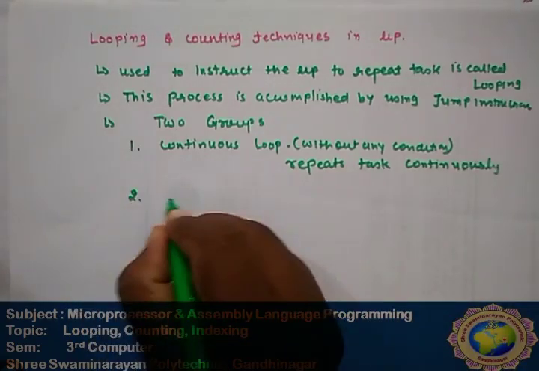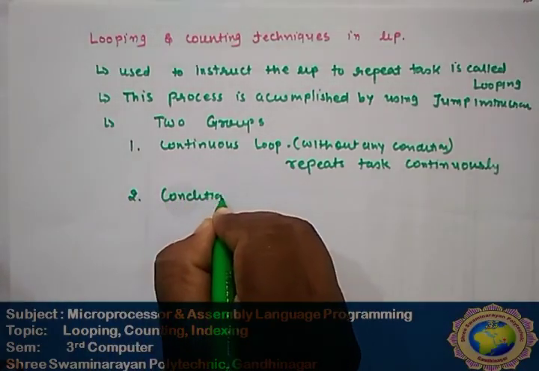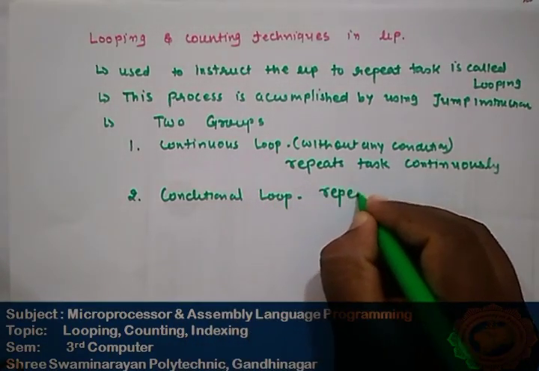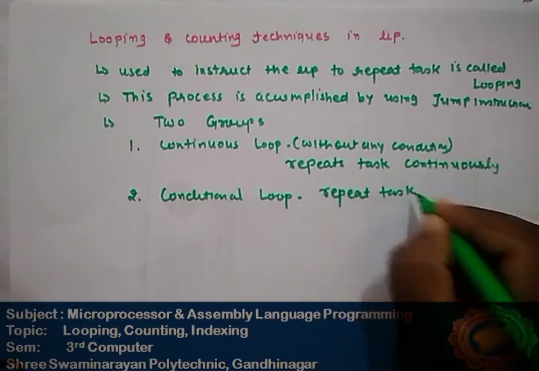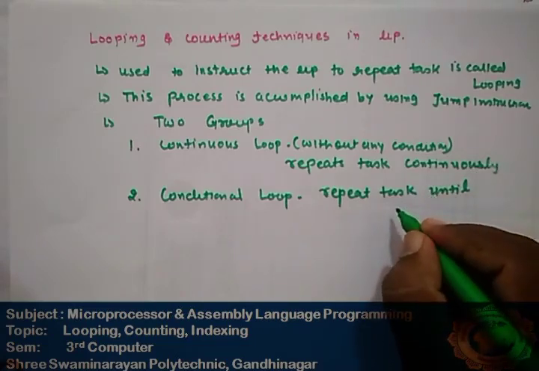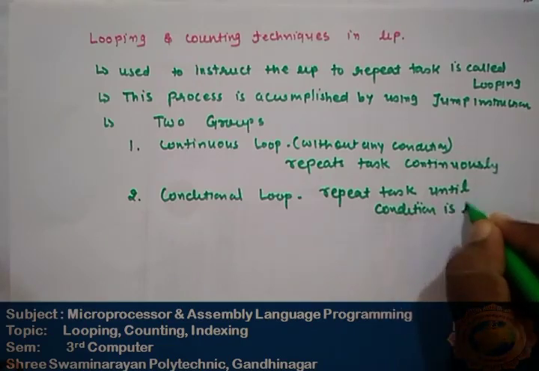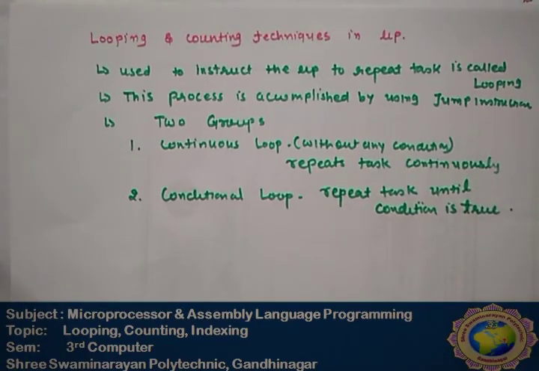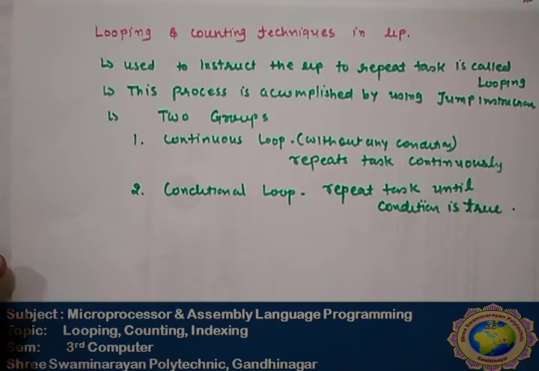And the second is the conditional loop. It repeats the task until the condition is true. As long as the condition is true, it repeats. When the condition is false, it terminates from the loop.